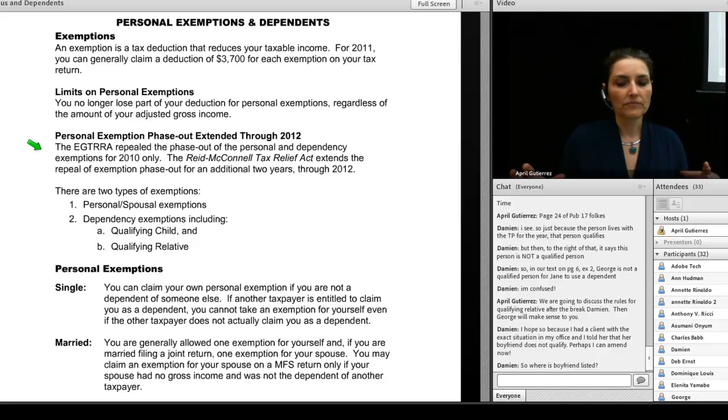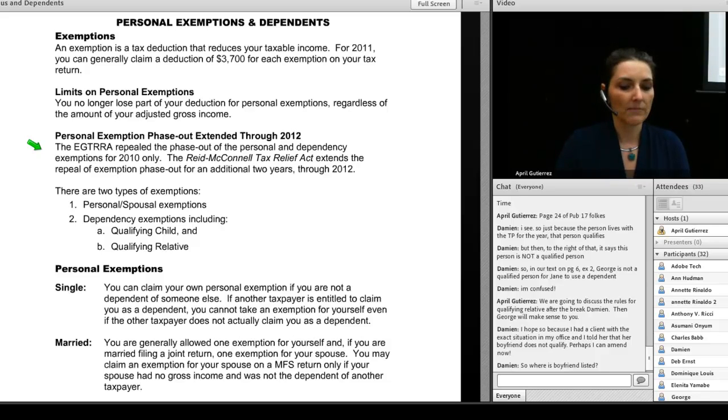So for all of the history of claiming personal exemptions that I can remember, when your income reached a certain point, your exemption deduction started to phase out. And under EGTRA, it stopped phasing out. But it's only temporary, and once we reach 2013, there will again be a phase out of the exemption deduction unless more legislation is passed.